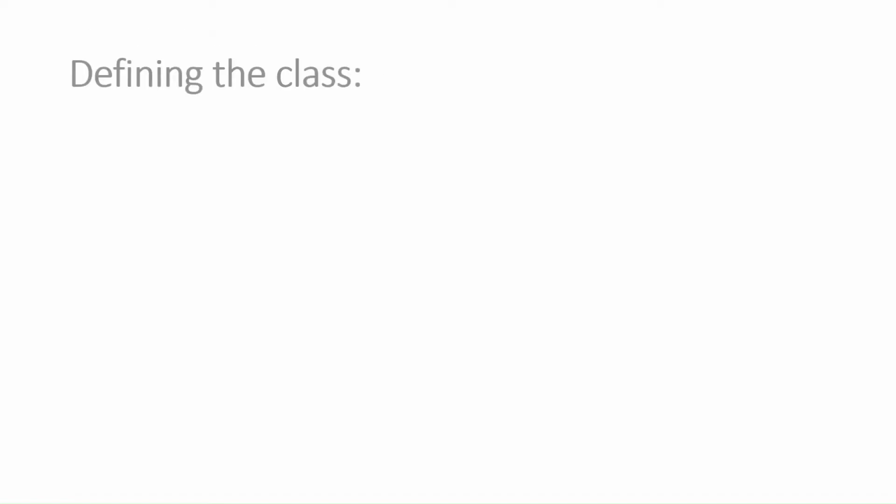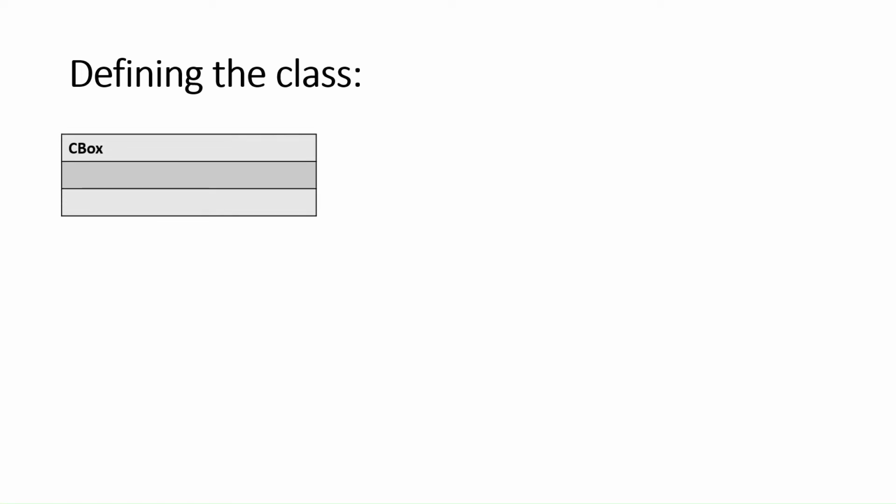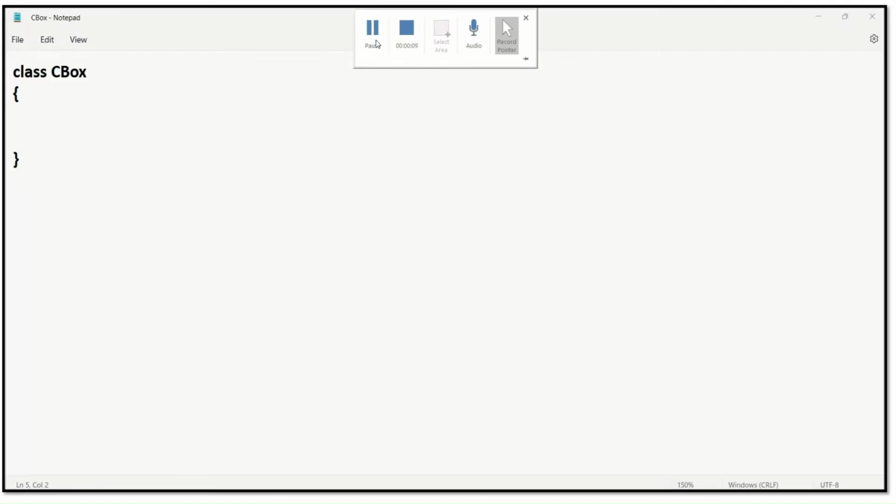Now let us define the class. As we discussed earlier, in the first row we write the class name, and here the class name is cbox. That means my class name is cbox. And here is the class cbox which does nothing. That means it has nothing in it. Now let us execute this. So this is my empty class.